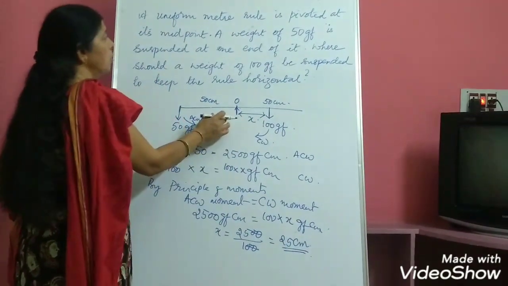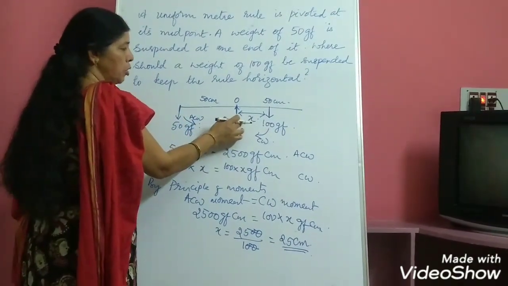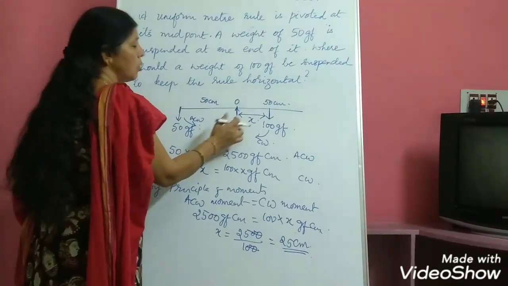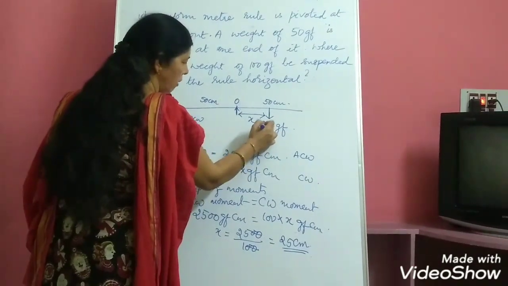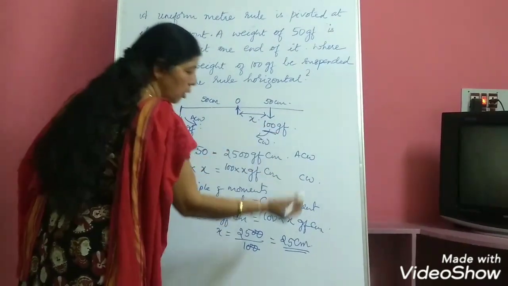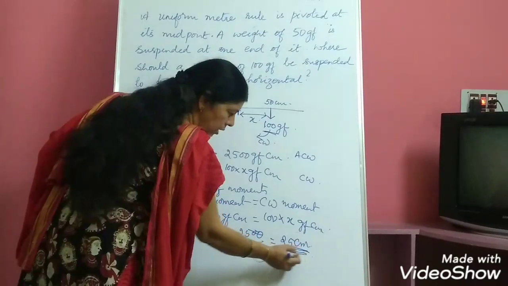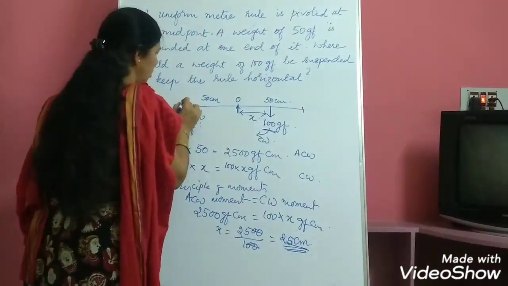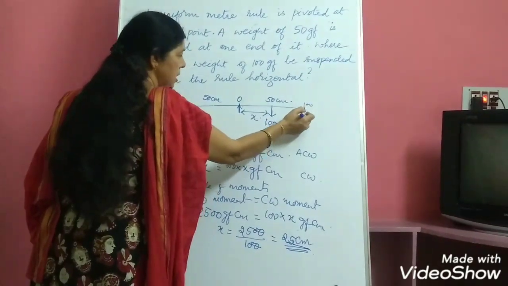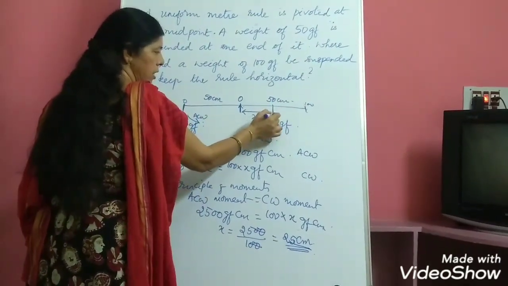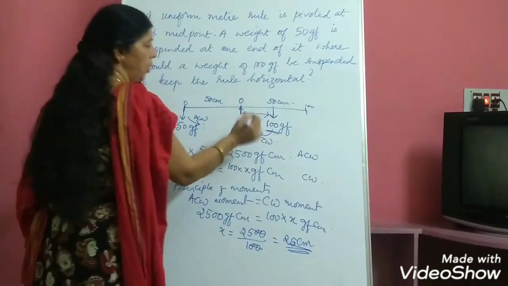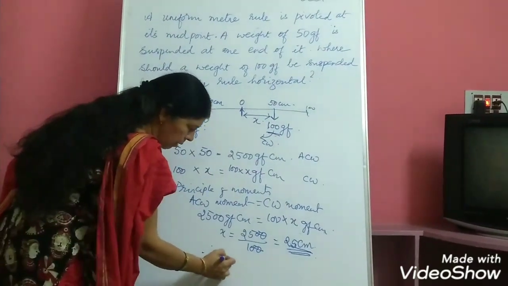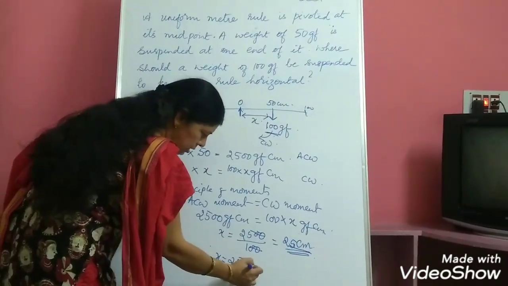So if you want to bring this uniform meter rule into equilibrium condition or make it horizontal, then you have to hang this weight of 100 gram force. At what distance? You have to hang it at a distance of 25 centimeter from the other end. So this is 0, this is 100. From this end, at a distance of 25 centimeter, you have to hang this weight. Then the rule will be in horizontal position. Therefore, x will be equal to 25 centimeter.